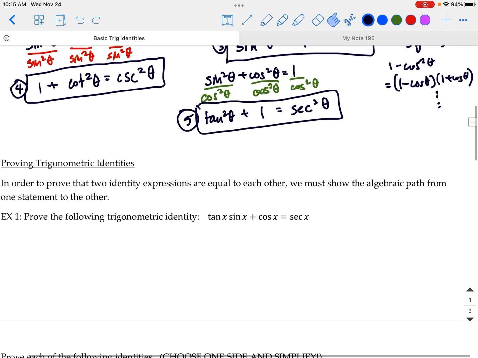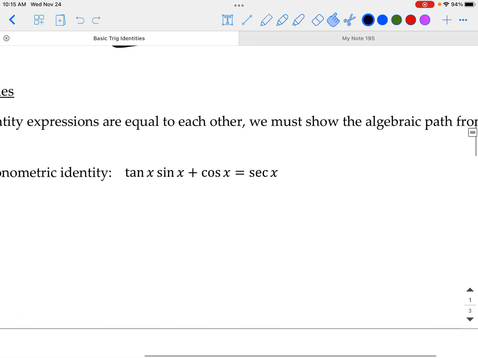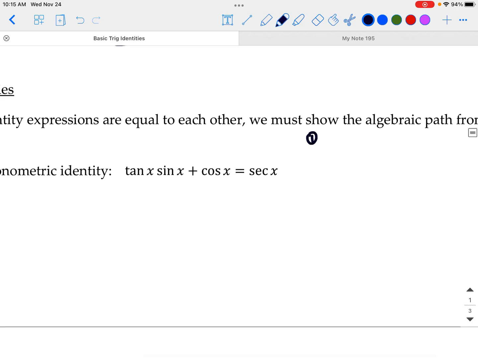So the first example down here is tangent x times the quantity sine x plus cosine x is equal to secant x. And so what we'll note first is, let me move to a smaller font.